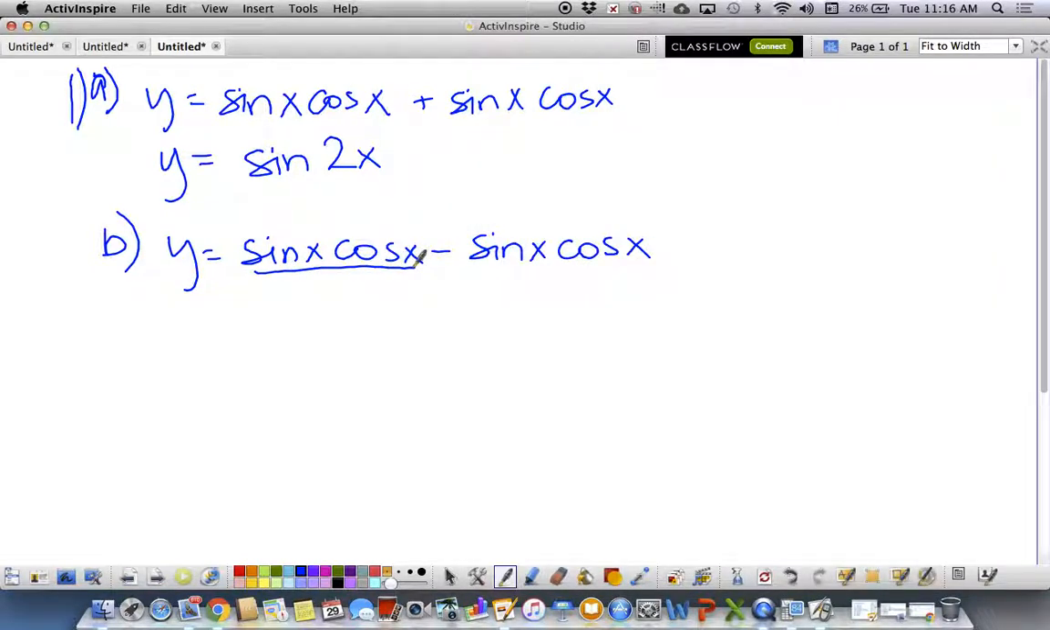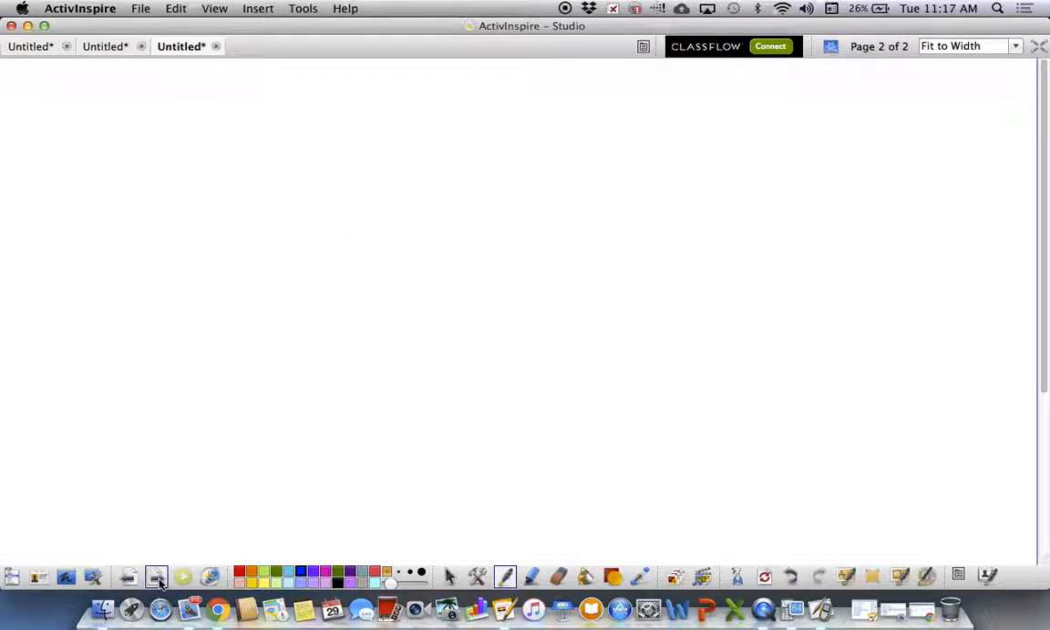Sine x cosine x minus sine x cosine x. 0. What did we just do? We subtracted something from that. Y equals 0. That's an equation of a line that actually is the x-axis. Oh my gosh, this is so easy. Okay, sometimes we have to use some of that, that thing above our chin, the big mass, our brain.